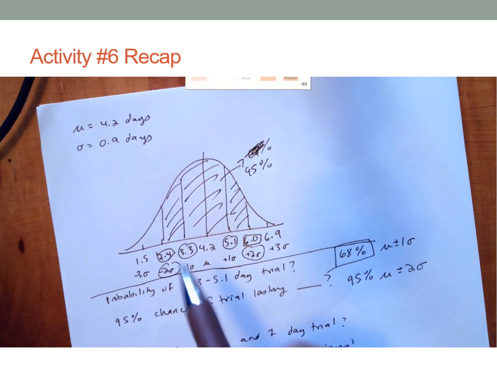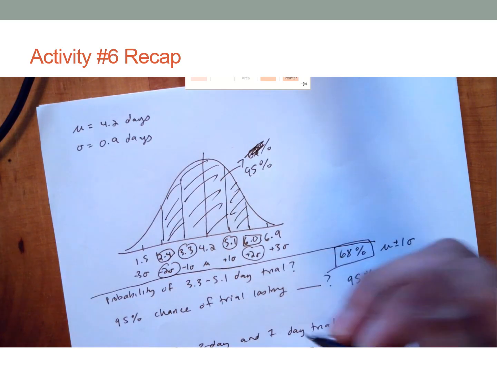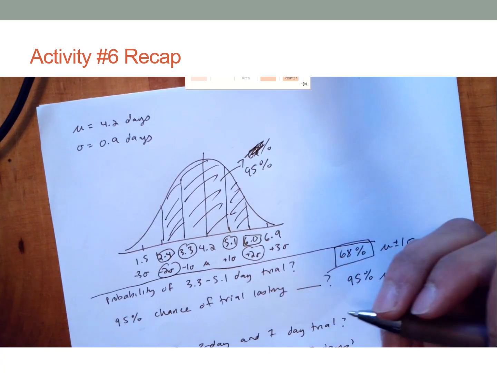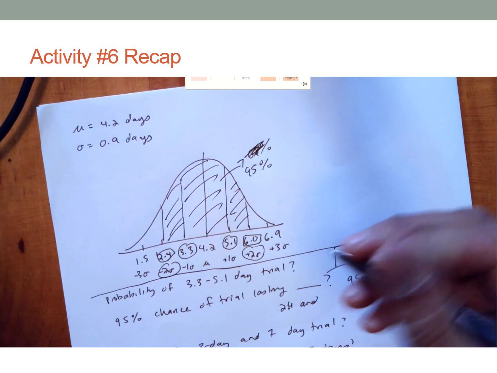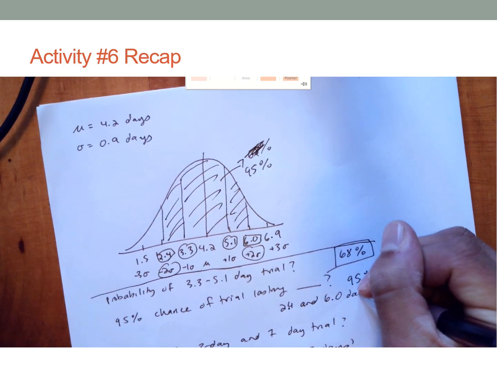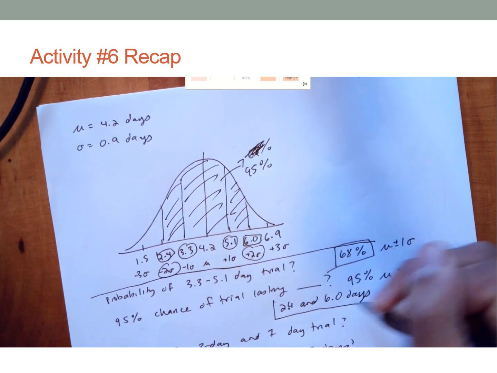So we can look at the values that correspond to -2 and +2 standard deviations away from the mean, which are 2.4 and 6.0, and we have our answers. So we've got a 95% chance that a trial is going to last between 2.4 and 6.0 days. And that's our answer to number 2.